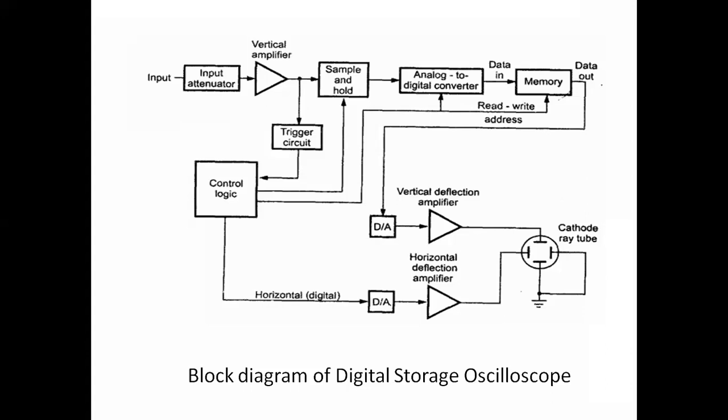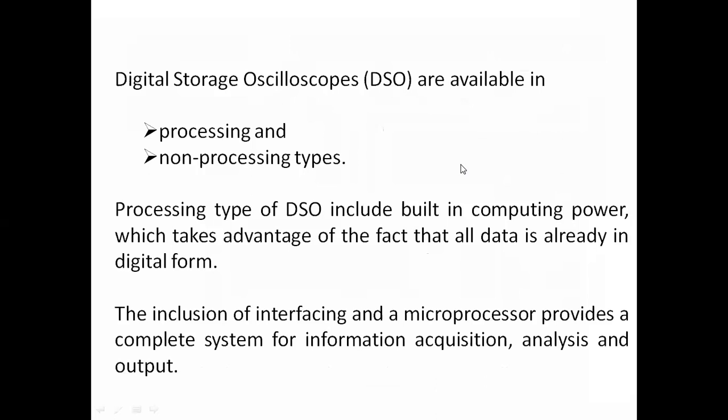When we require to display the actual signals or analyze them again, suppose we stored the signal and after some time I have to analyze the waveform, in such a situation we will retrieve the data from the memory, and that retrieved data will be applied to the deflection plates through digital to analog converters. Like this we get the benefit of the digital storage oscilloscope. Digital storage oscilloscopes are available in processing and non-processing types.